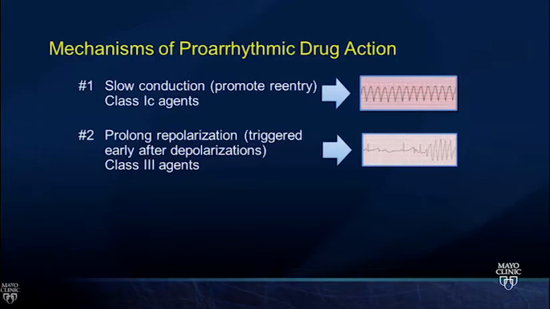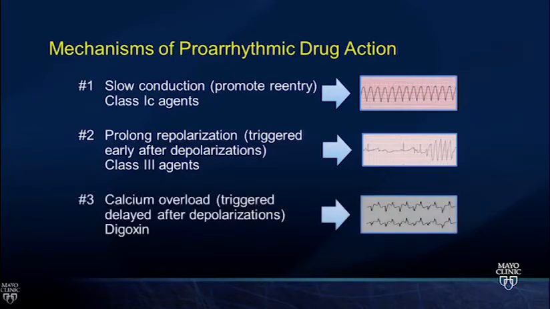Now in patients with prolonged repolarization, prolonged QT, especially after potassium channel blockade, you can have oscillations of the membrane potential. We refer to them as early afterdepolarizations. So the early afterdepolarizations can start off a polymorphic tachycardia, which we refer to as torsades.